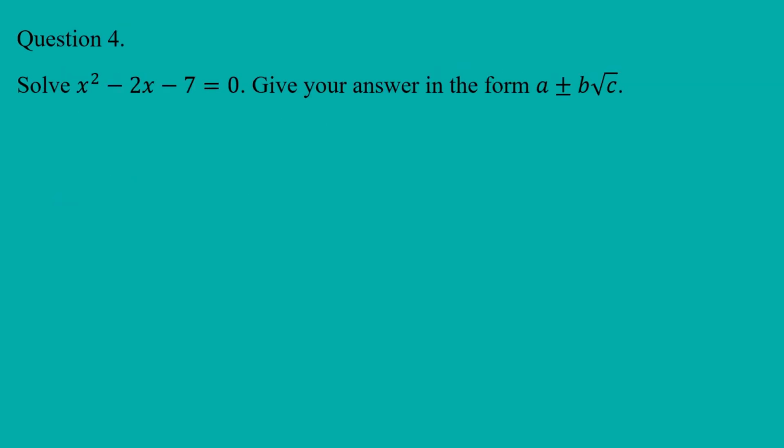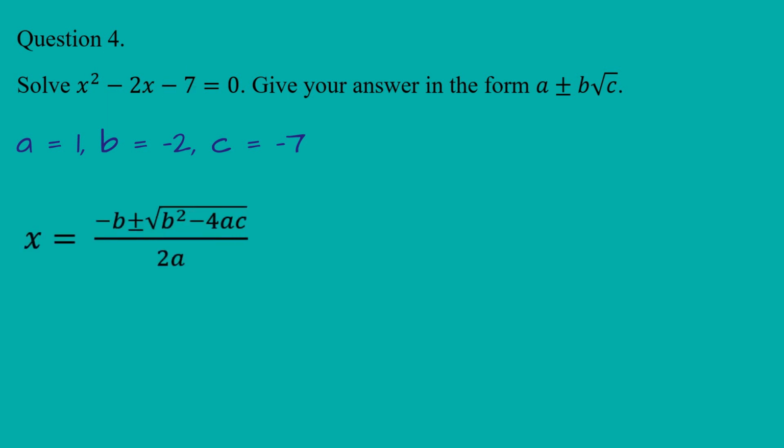Question 4 is another non-calculator question. You know to use the quadratic formula for this question as you cannot factorize the quadratic equation and it asks for the answer in the form a plus or minus b times the root of c. The quadratic equation is in the correct form to use the quadratic formula. Ax squared plus bx plus c equals 0, where a equals 1, b equals minus 2 and c equals minus 7. The quadratic formula x equals minus b plus or minus the root of b squared minus 4ac all over 2a, will give us the two solutions to the equation in the form asked for in the question.